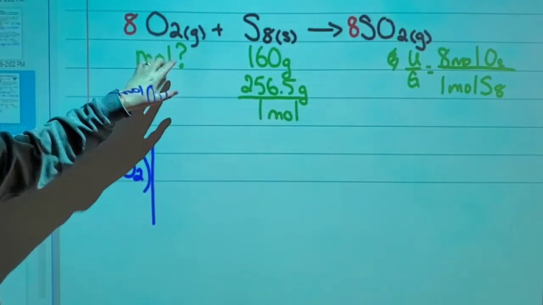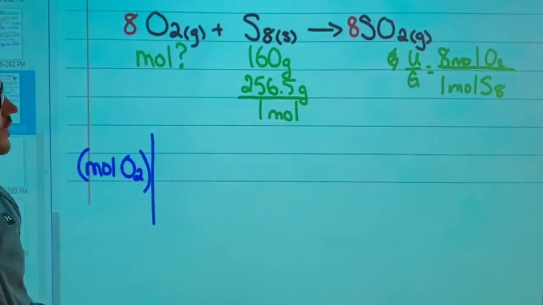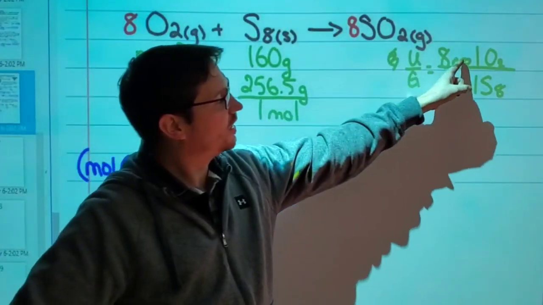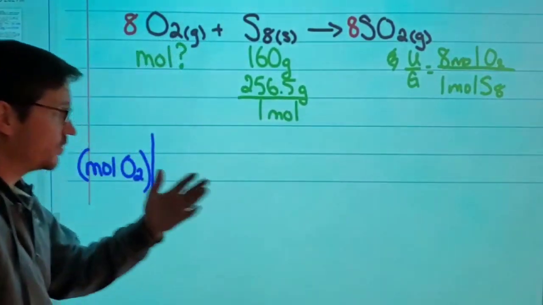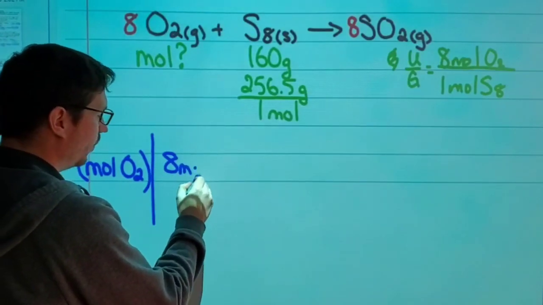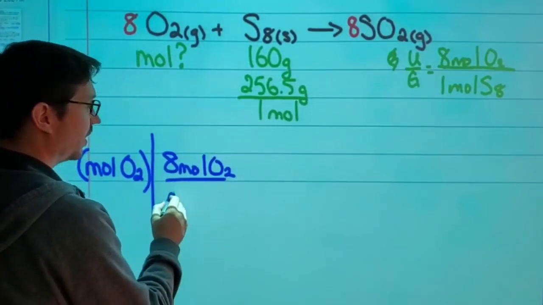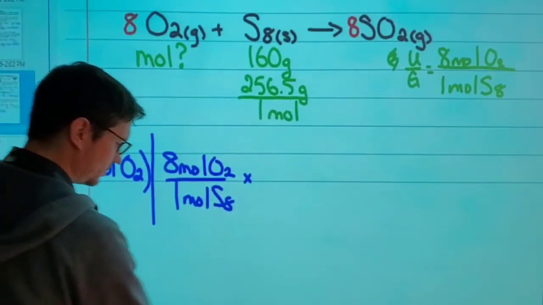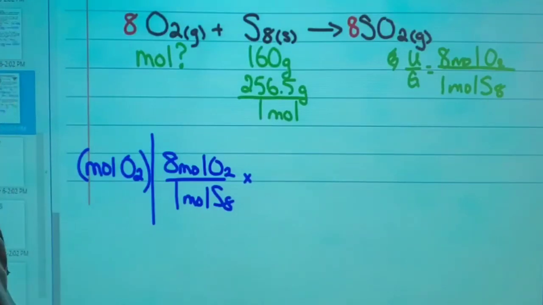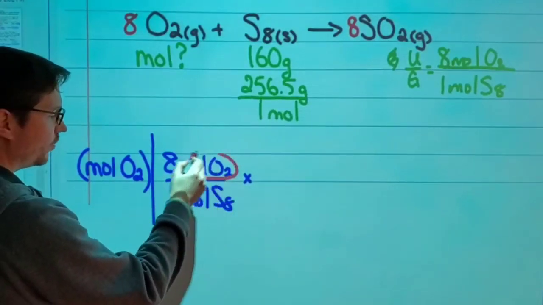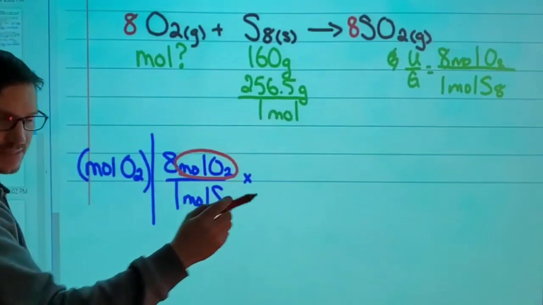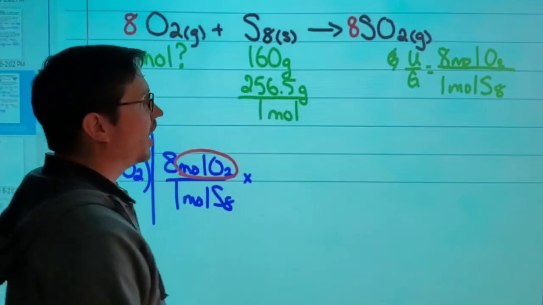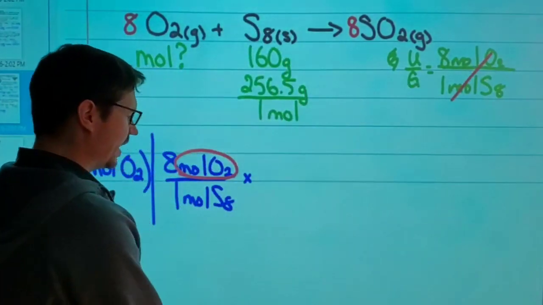Look under oxygen. There's nothing about moles. So we got to find moles of oxygen somewhere else. I see moles as the molar ratio, so I'll start with that. 8 moles of oxygen for every 1 mole of sulfur, S8. This is good. We've got the unit that we want, moles of oxygen. We just need to cancel out every other unit. So I want to cancel out moles of S8. I've already used the molar ratio. I can't use it again.